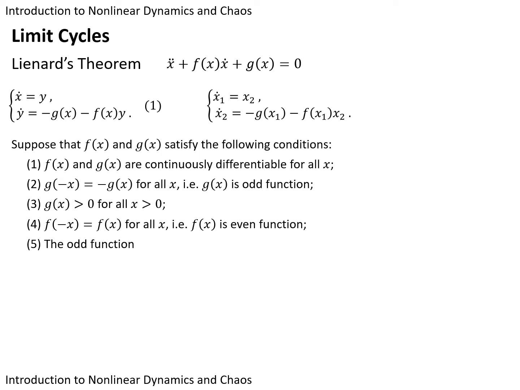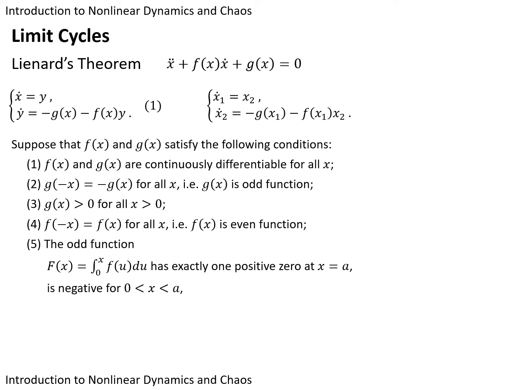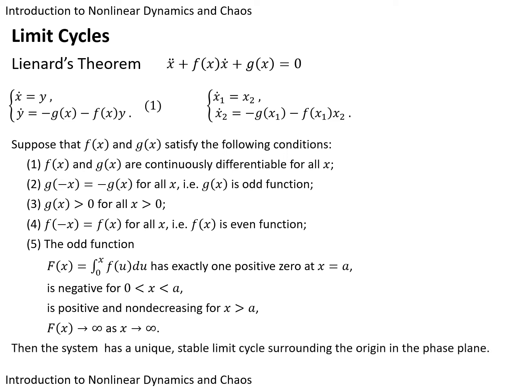And the following odd function, capital F of x, which is the integral of our small f, has exactly one positive zero at x equals a. Also, our capital F of x is negative on the interval from 0 to a, positive and non-decreasing on the interval x greater than a, and capital F of x tends to infinity as x tends to infinity. If these conditions are satisfied, then our system has a unique stable limit cycle surrounding the origin in the phase plane.